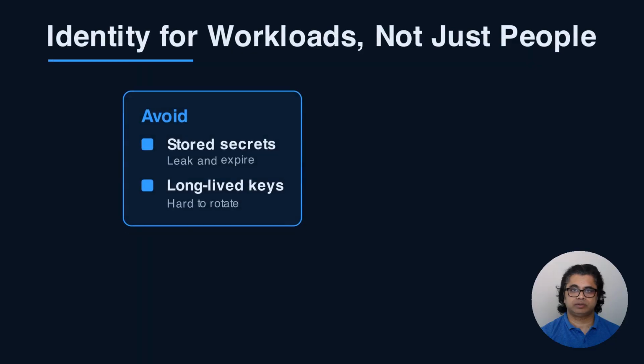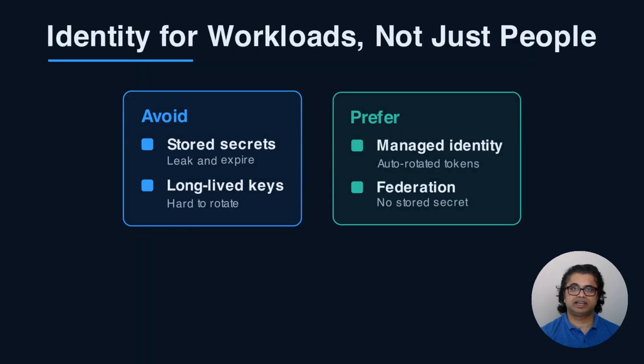Zero Trust is not only about humans. Service-to-service calls need identity too, and this is where teams cut corners. Stop storing secrets in app settings. Use managed identities so Azure issues and rotates tokens for your app service, container, or virtual machine automatically, with no credential in your code. For workloads running outside Azure, like GitHub Actions or Amazon Web Services, AWS, use Workload Identity Federation, which trades an external OIDC token for an Entra token with no stored secret at all. Where you genuinely need a service principal secret, give it a short lifetime and rotate it.